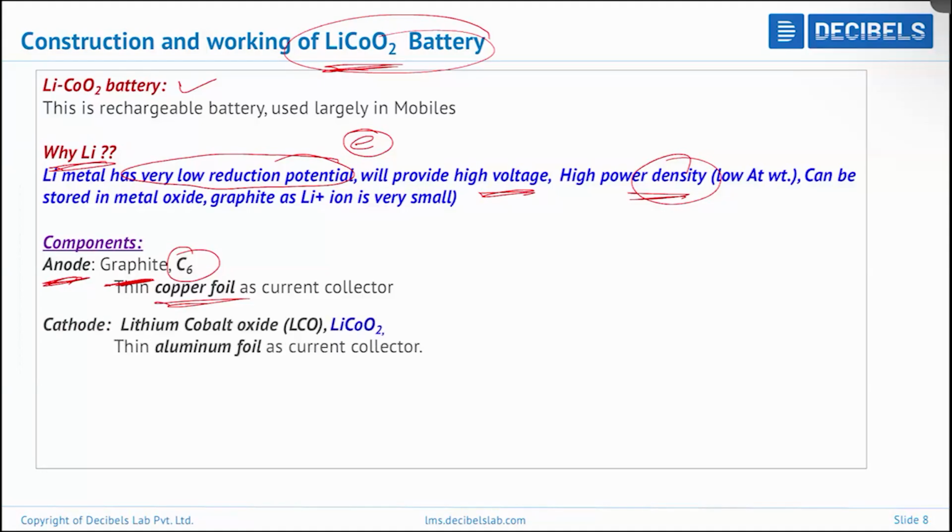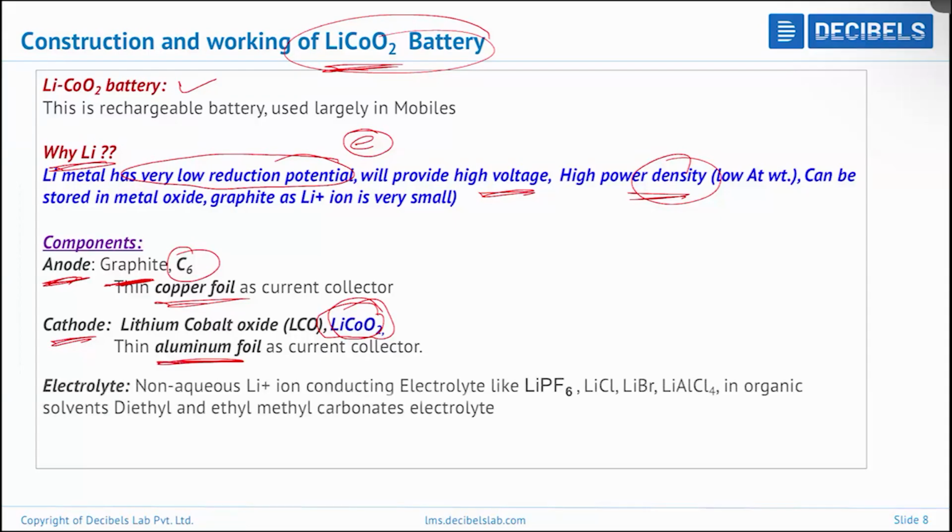Then the cathode. For the cathode chemistry, we use lithium cobalt oxide, also called LCO material, which is a layered oxide. Layered oxide means one layer has lithium, another layer has cobalt and oxygen. This black powder, the lithium cobalt oxide powder, is mixed with a binder and some conducting fillers like Super P, made into a slurry in NMP solvent, and coated on aluminum foil. Aluminum foil acts as the current collector for the cathode, and copper foil acts as the current collector for the anode. Both are dried, and then separated by a separator.